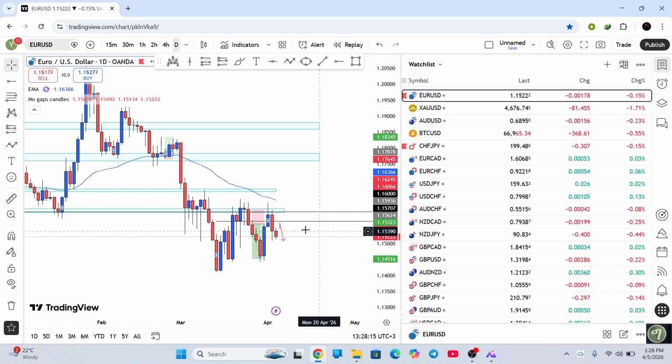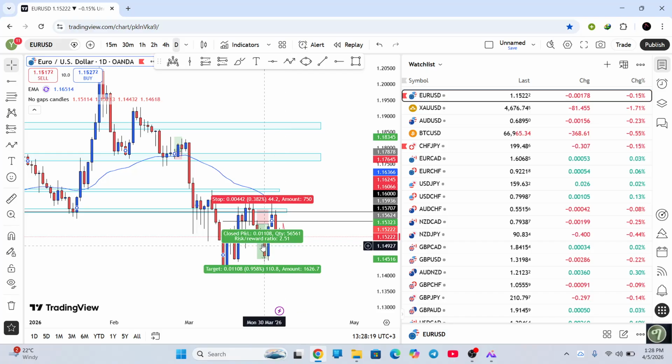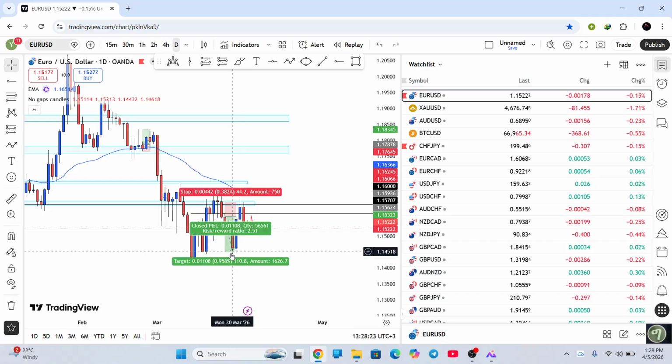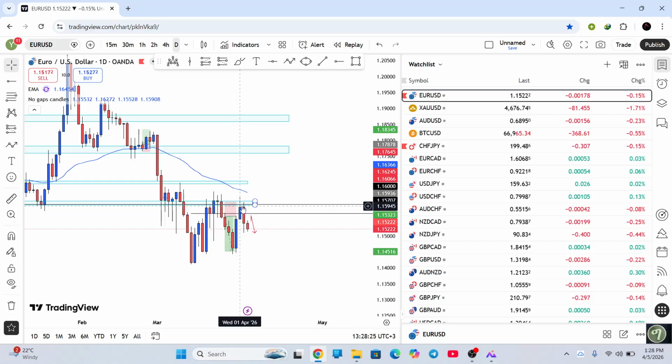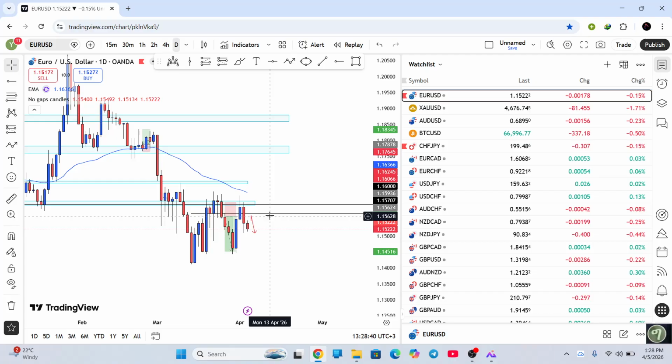EURUSD, we took this trade, or did we? I don't know, I forgot. Okay, anyways, price formed the pullback again after price reached this level. This was a beautiful trade, beautiful. I think I broke it down on day one or day two, day three, somewhere. I think day two maybe.